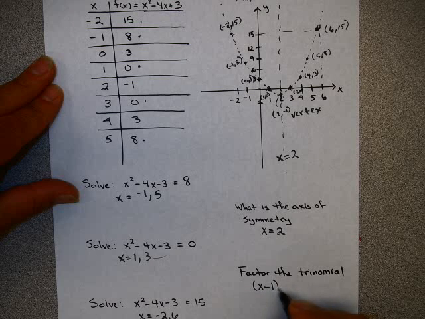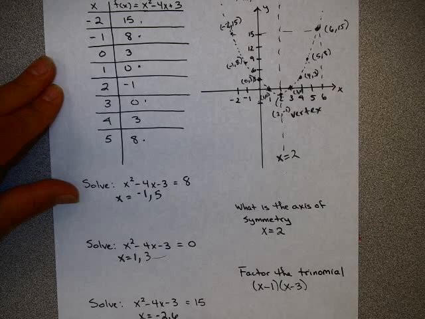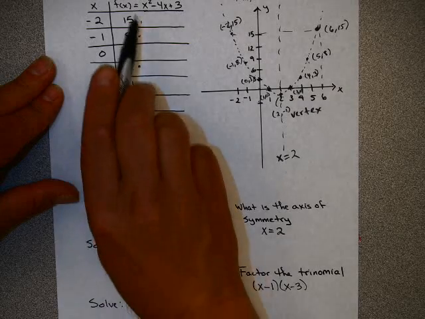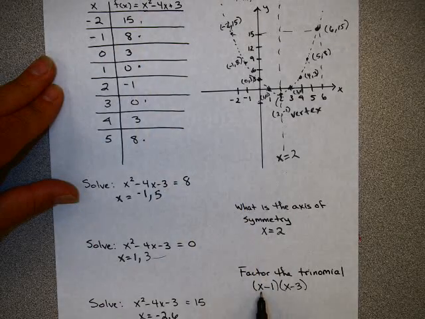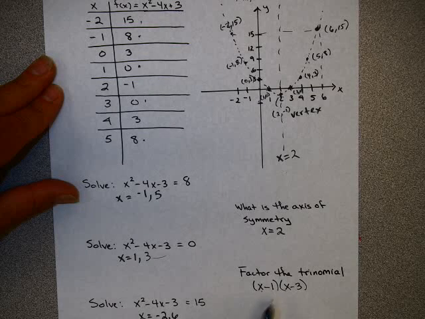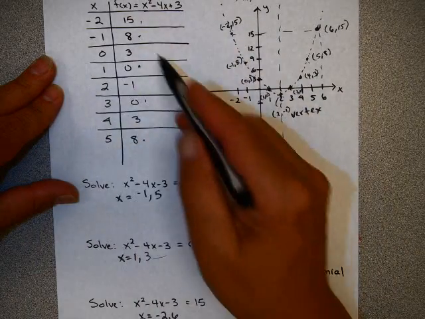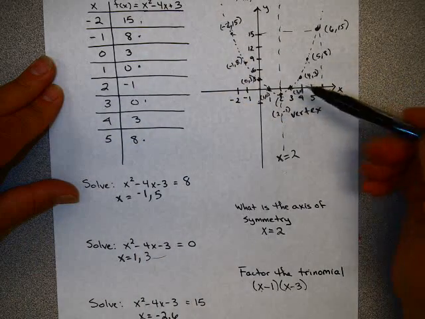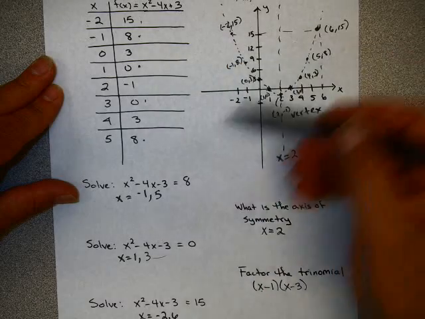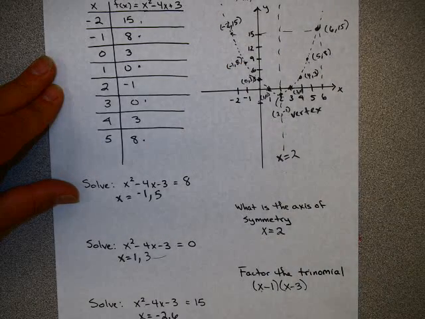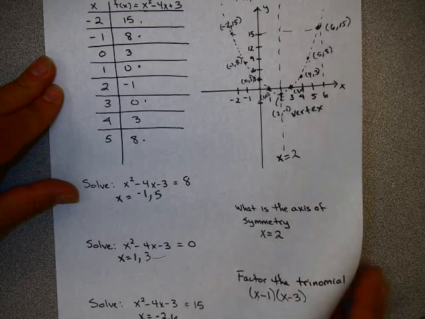If the x-intercepts are 1 and 3, then you know this has to factor into x minus 1 and x minus 3, because those are the two values that make this 0. Since the leading coefficient is 1, this is factored as x minus 1 times x minus 3. So this is a problem where we constructed a numerical table, we constructed a graph, and we used the table or the graph to help us solve these solutions.